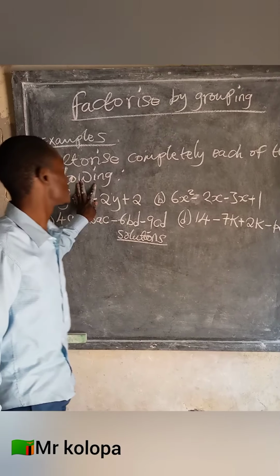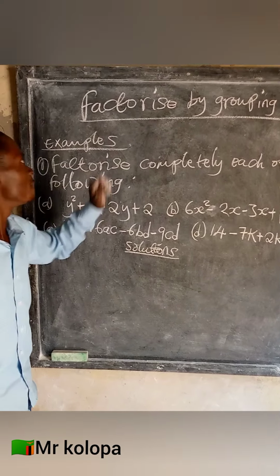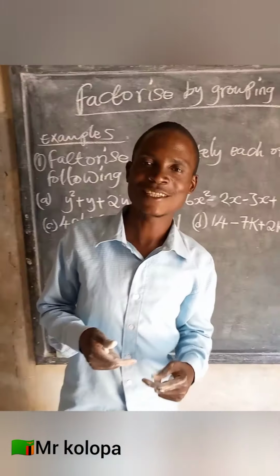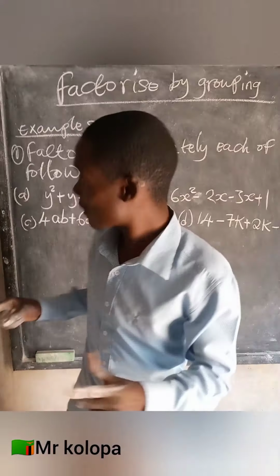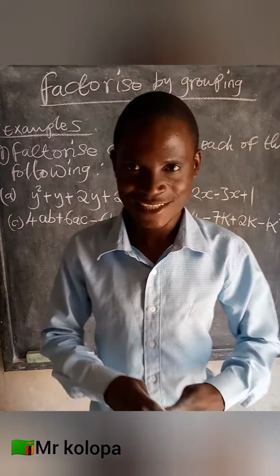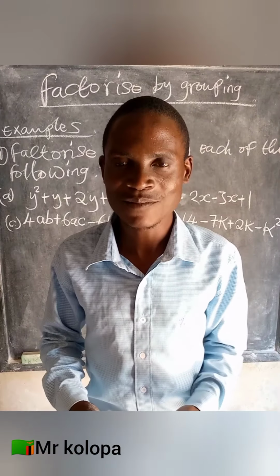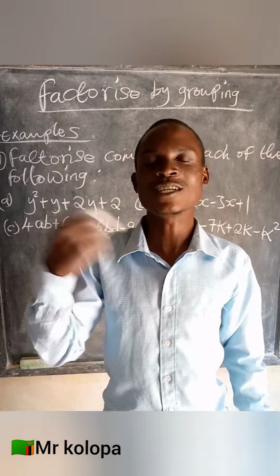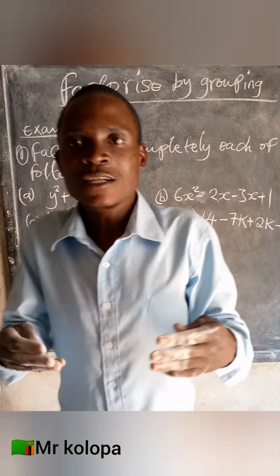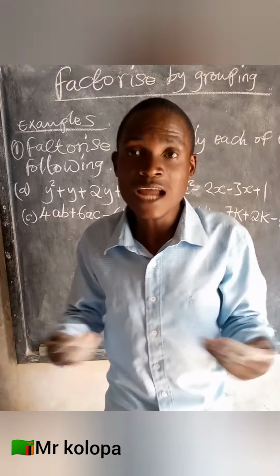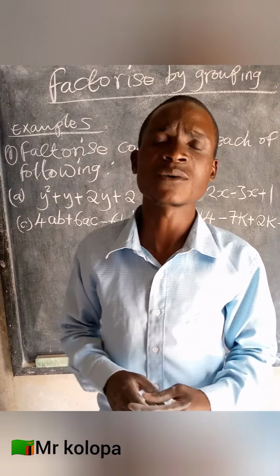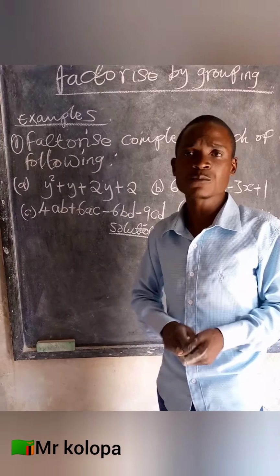Yes, so these are questions under factorize by grouping. Now, how can you tell that this question is under factorize by grouping? Today is very easy because it's the topic that we are looking at. Now, when it comes to the exam, they won't tell you that this question is under factorize by grouping, this one is under difference of two squares, this one is under factorize a quadratic. No, they won't tell you.